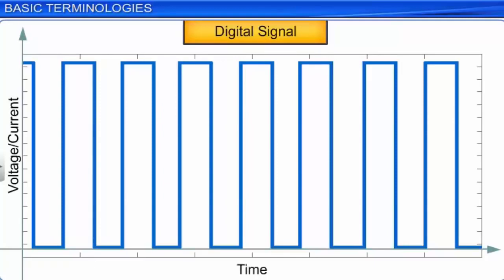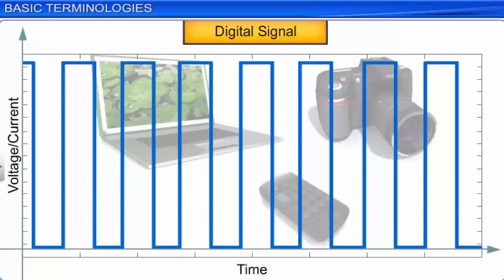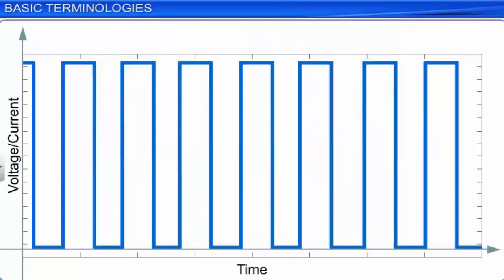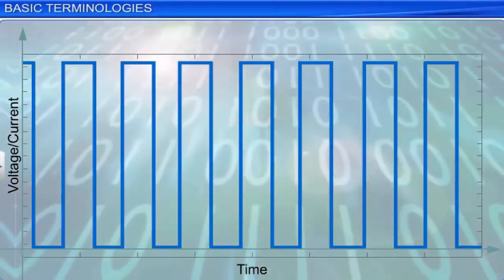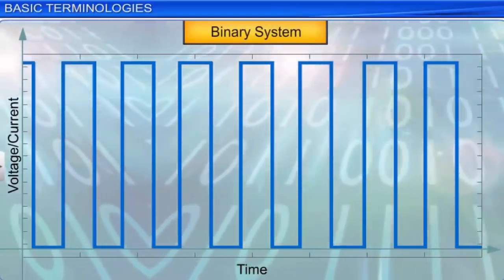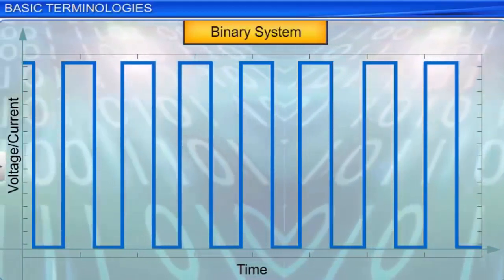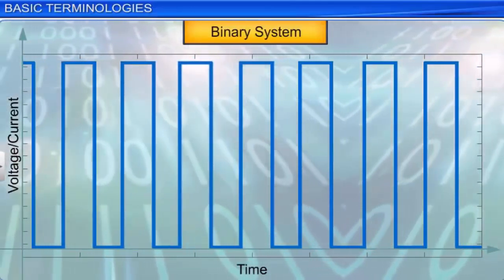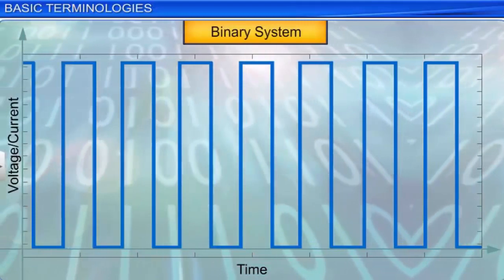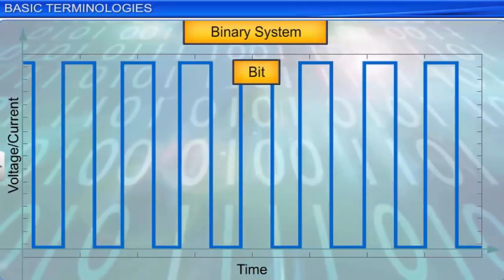Digital signals are widely used in electronic gadgets such as computers, digital cameras, and mobile phones. Computers can only understand numbers. Digital signals in most electronic devices are based on the binary system that uses only two numbers, 0 and 1, to denote low and high values of voltage or current. Each 0 or 1 is called a binary bit. Combinations of these binary bits are used to represent all kinds of information in electronic systems.